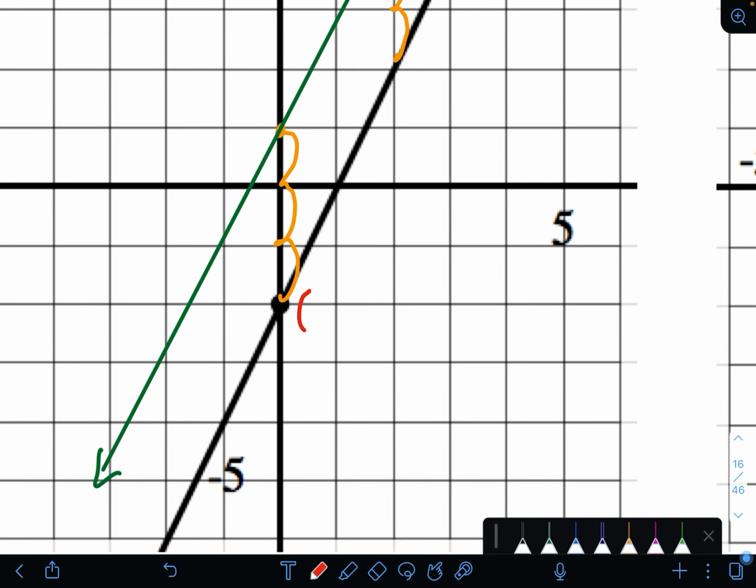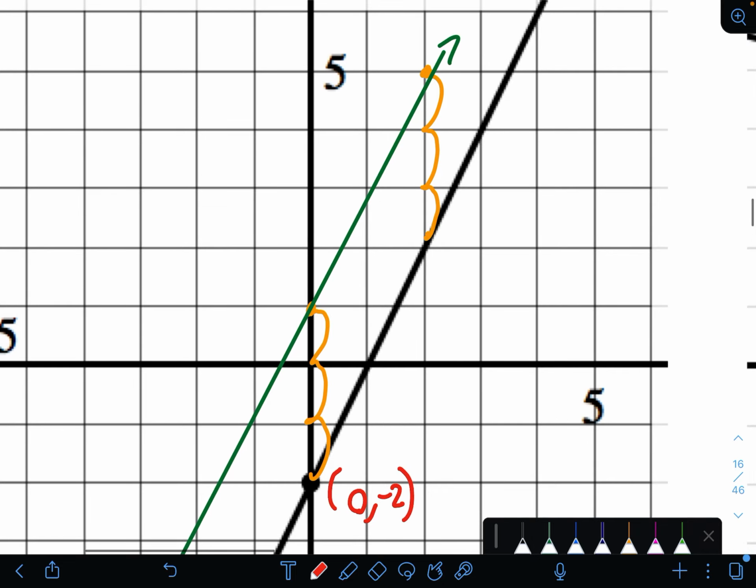Point's real easy. The point's right here. 0 for x, -2 for y. That's pretty nice because I got 0 on the x and then down 2. Very good. For this one, it's 0 on the x and up 1 on the y. So I'm going to write the coordinates of that one as well. 0, 1. Okay. Now, I have a point for each of them. I just need the slope.